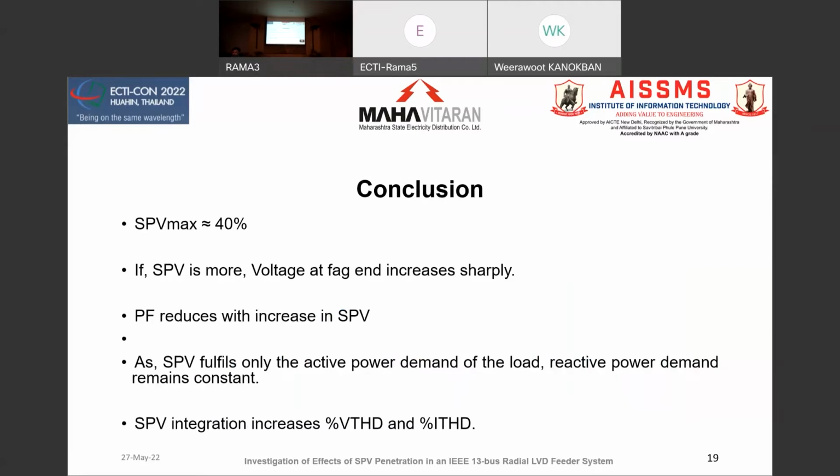The first factor affected is the voltage levels. Followed by that, we have implications on the power factor and the harmonics. If we are able to control all these factors, the penetration level can go even higher, and that is the future part of my study.